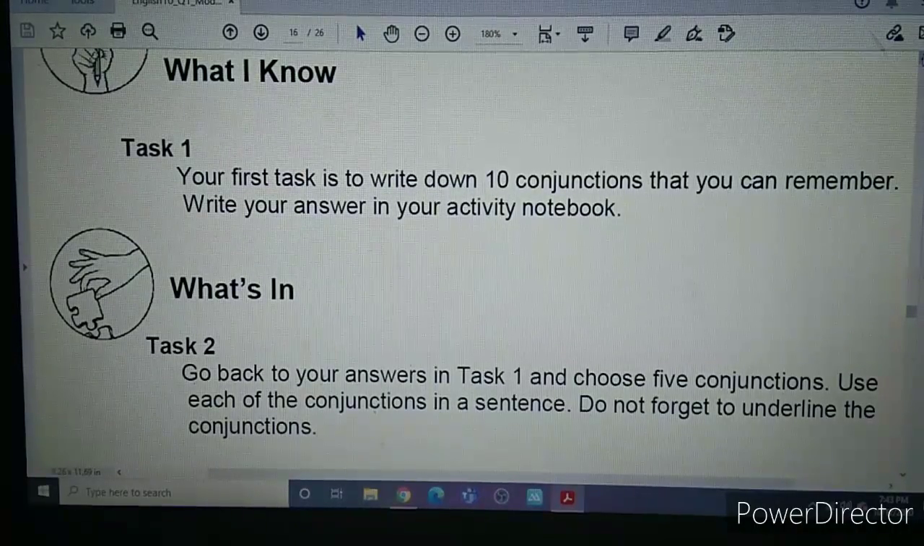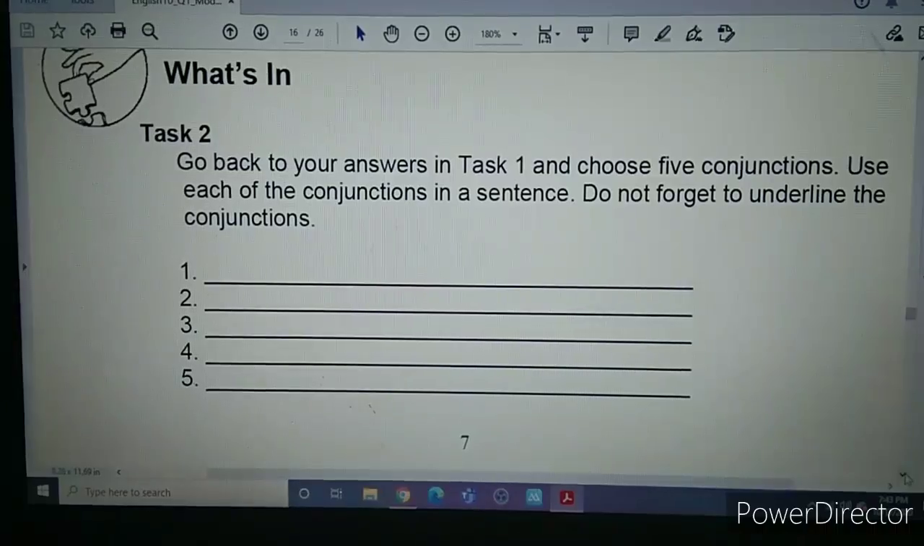So we have task 1. Your first task is to write down 10 conjunctions that you can remember, and you are going to write your answers in your answer sheets. Are you done, guys? Now let's move on to task 2.